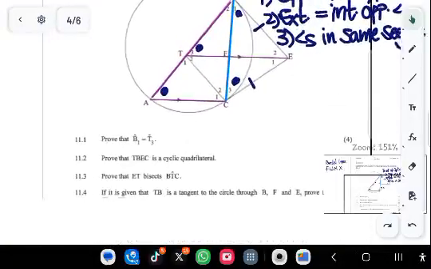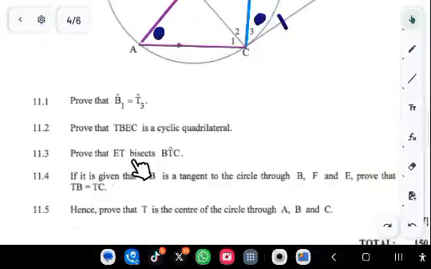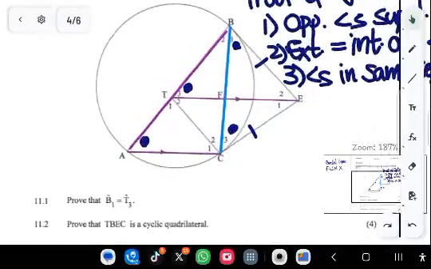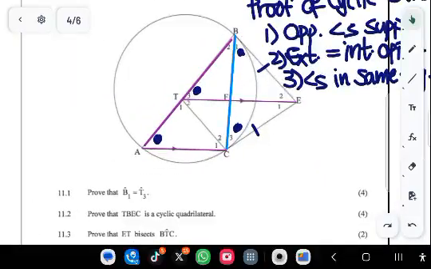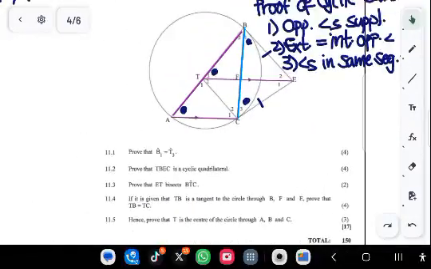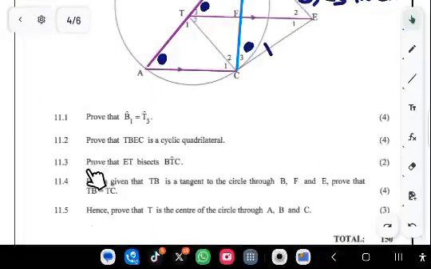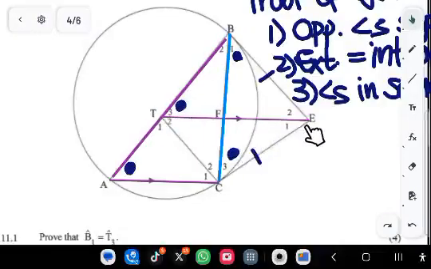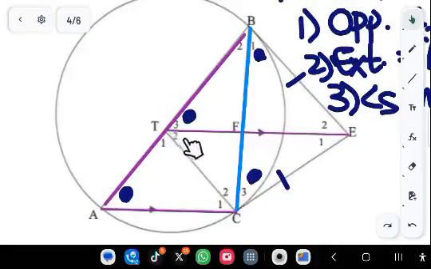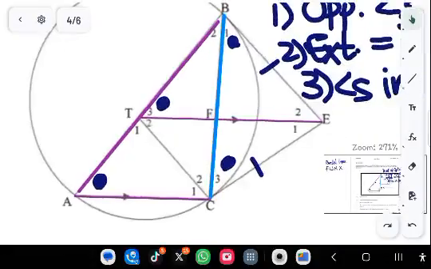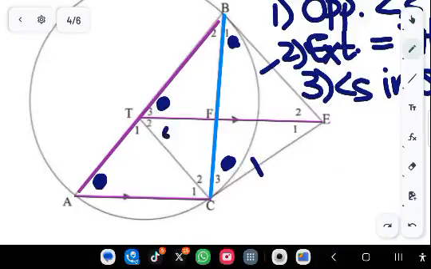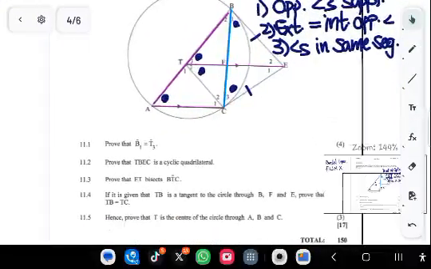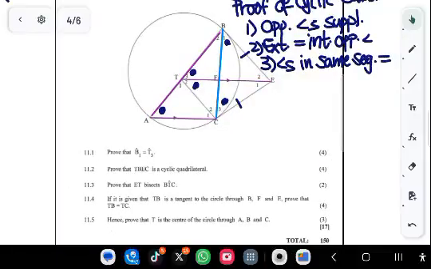11.3. Prove that ET bisects angle BTC. Notice that as I am proving and showing things, I do not erase. I leave them there because they become very useful in the future when we prove other questions. If ET bisects BTC, it means that ultimately we must prove that angle T3 equals angle T2. That's number 11.3.